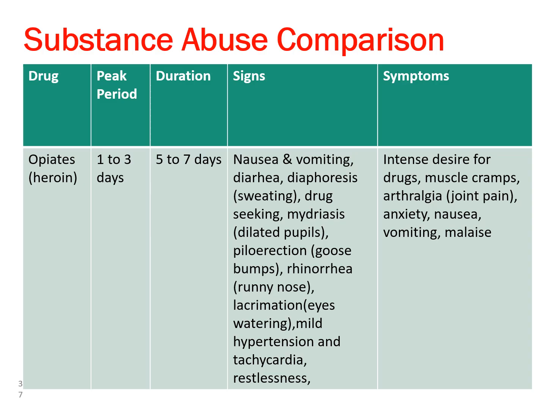So again, 1 to 3 days is the peak period, 5 to 7 duration. The big thing to remember with opiates is the person doesn't usually die from the detox, but it's miserable. They have a lot of nausea, vomiting, and diarrhea.